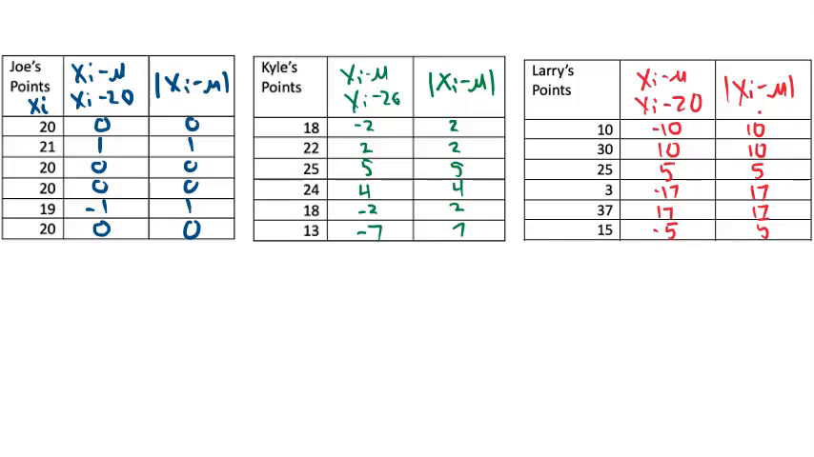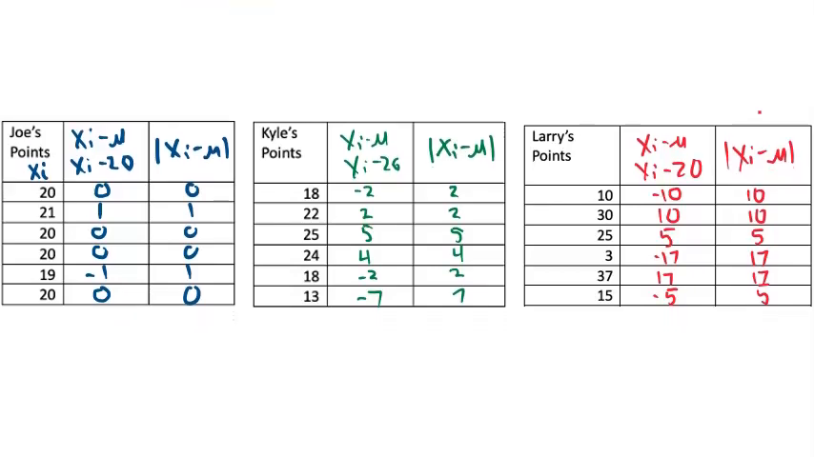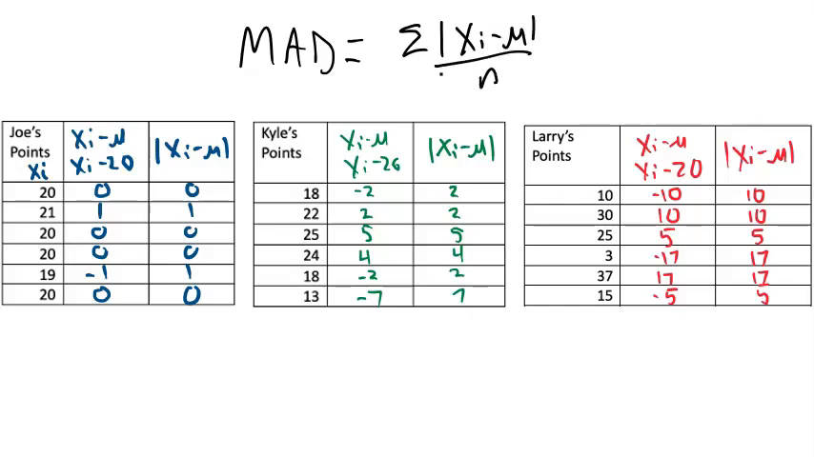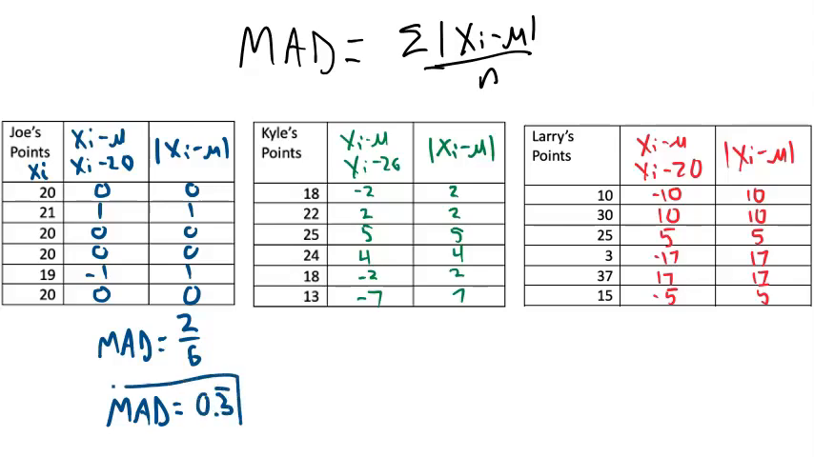So what we can do then is now we can average these. Now, this is a formula that we call the mean average deviation, or it stands for MAD. So the mean average deviation, the formula is you sum the absolute value of each data set minus mu, and then just divide by n, which is the total number. So in this case, the total number is there are 6 things. So we're going to add this together, 2, and then we're going to divide it by 6. So the MAD for Joe, or the mean average deviation, is about 0.3, repeating.